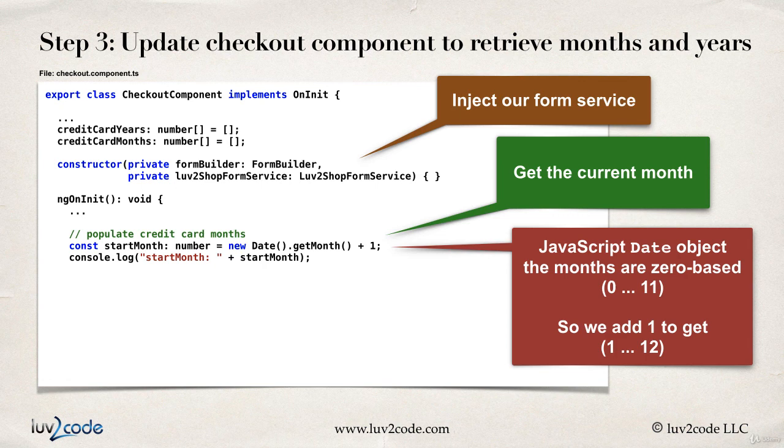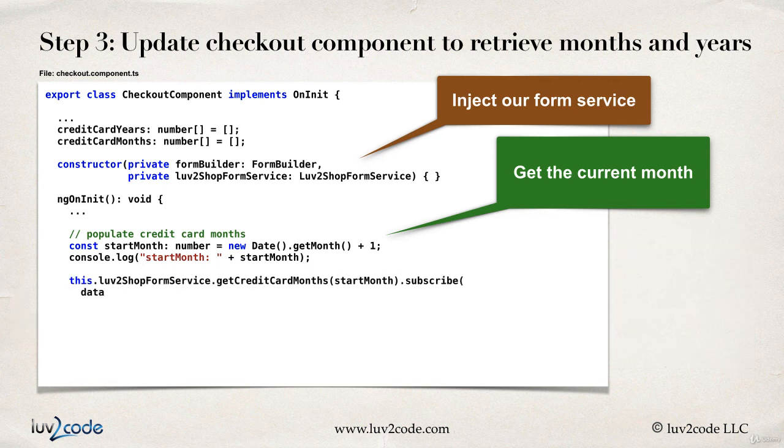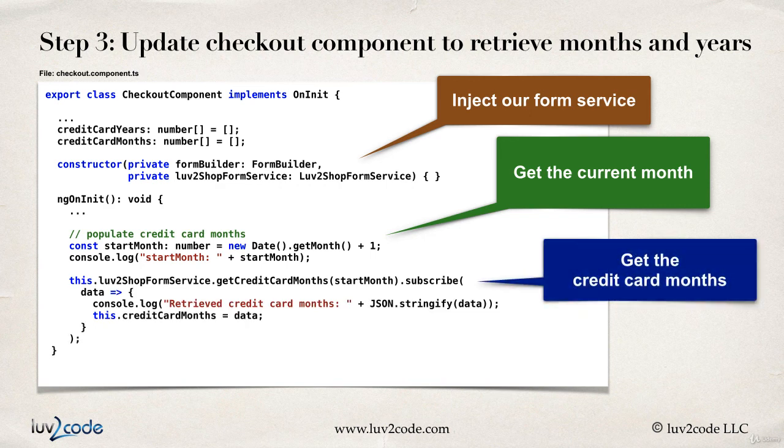All right, just one thing to be aware of. In JavaScript, the months are 0 based, so we simply add 1 to it. And if you'd like to get more details about the JavaScript Date object, as far as the full documentation, go to the link here and we will redirect you to the official JavaScript documentation for this. Then I call luv2shopFormService.getCreditCardMonths. I pass in the start month. I do a .subscribe. And then once that data is returned, I log the information and I also make the assignment: this.creditCardMonths equals data. And that's basically it for the coding as far as retrieving the credit card months.